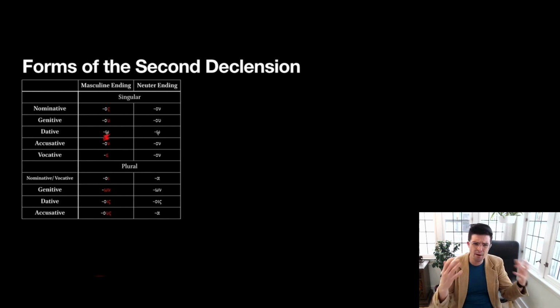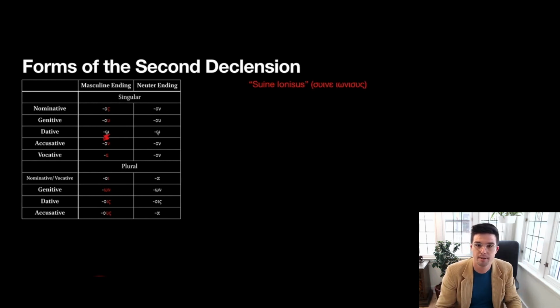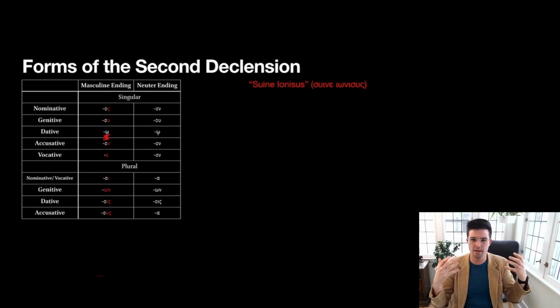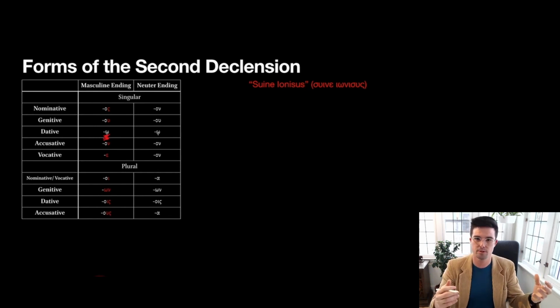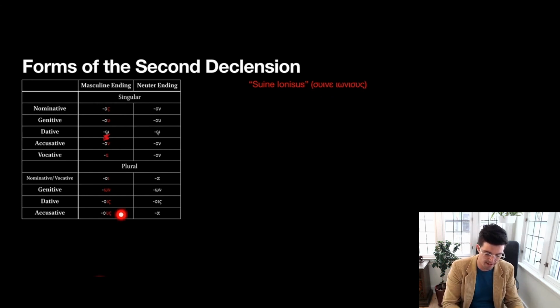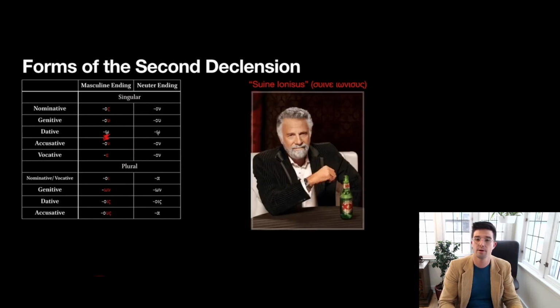And I want to introduce you to someone who helps me remember the forms of the second declension. His name is Swain Ionisus. You can tell that he is really, really suave just by his name, Swain Ionisus. And his name, of course, refers to the different letters of the second declension endings here as they are added on to the different vowels. And so here he is, Swain Ionisus.